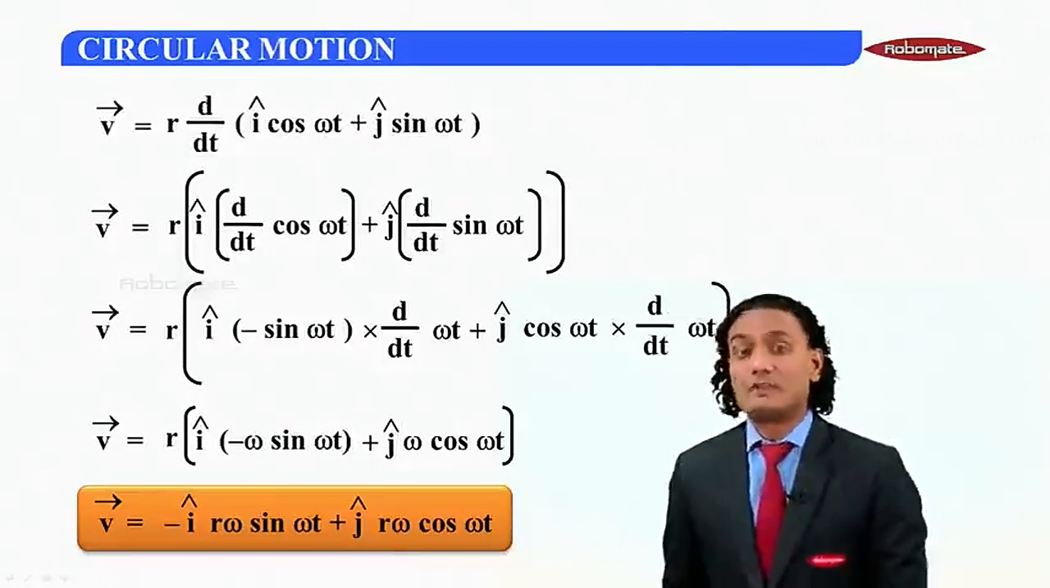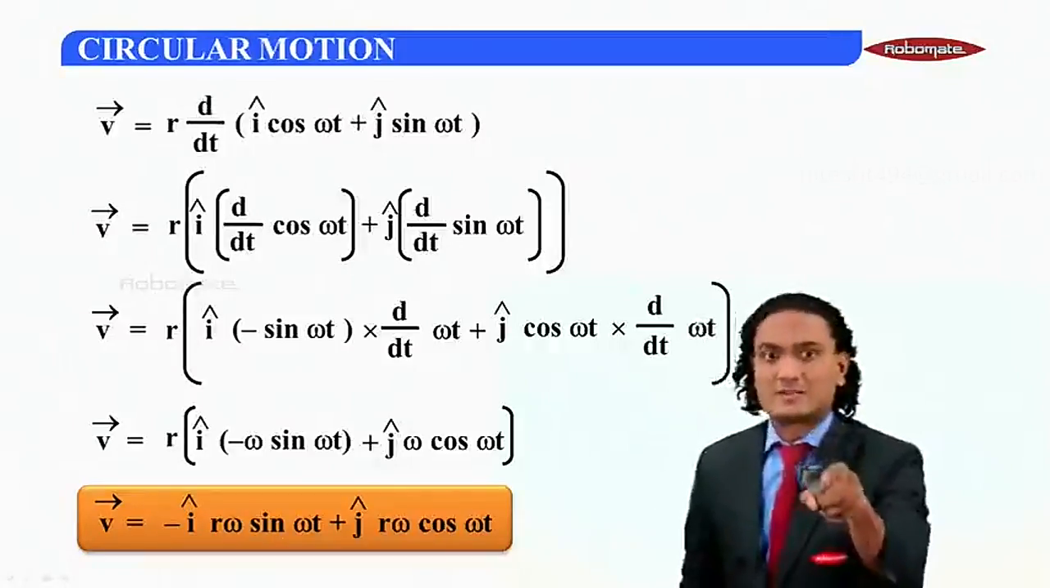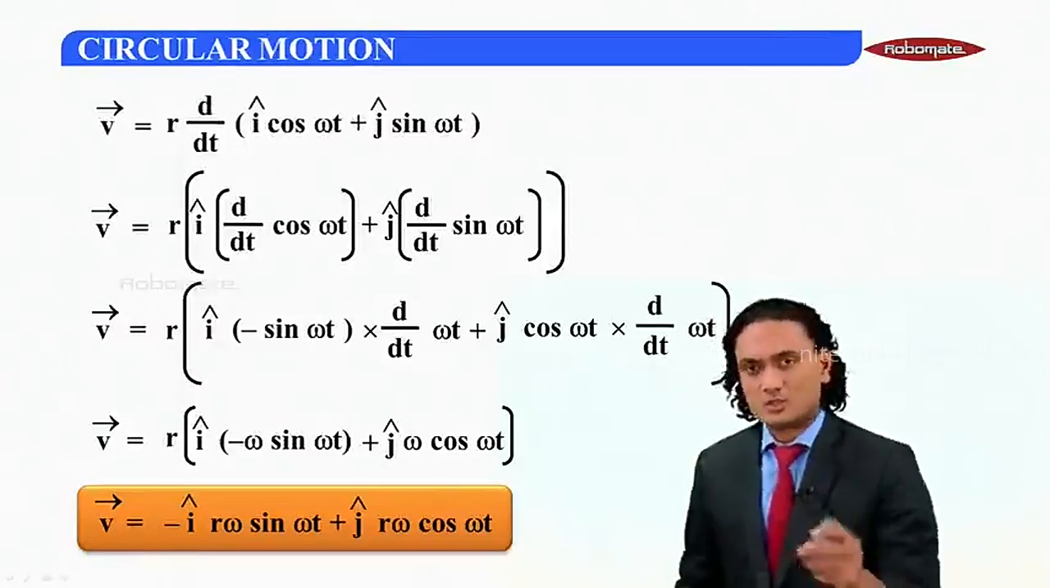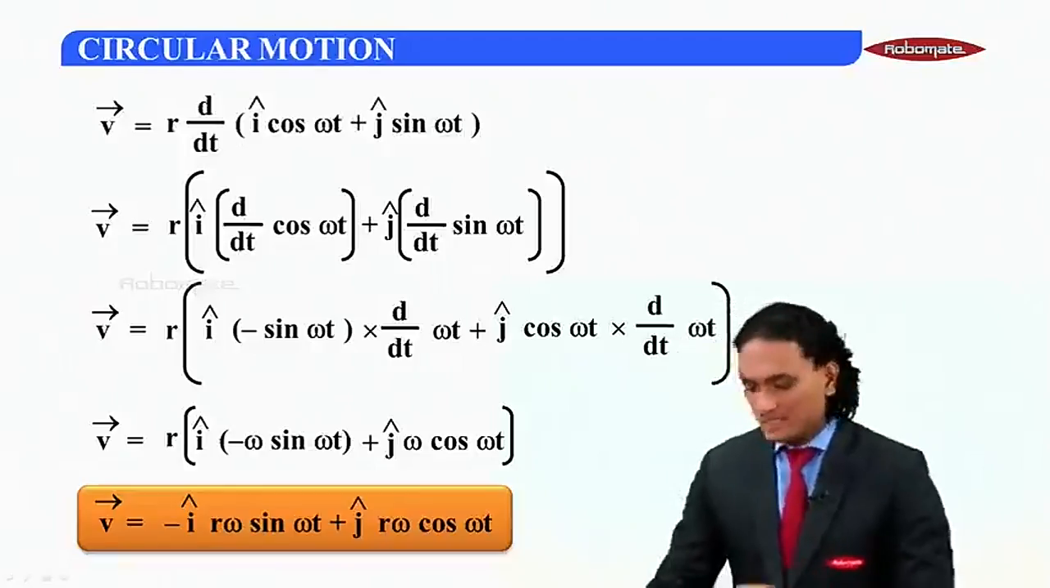What we need to derive? Yes, we need to derive the acceleration of the particle performing UCM. So it is a bit lengthy, so I will just stop with this.